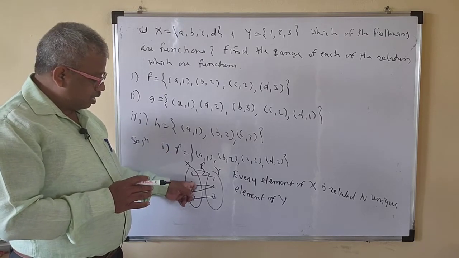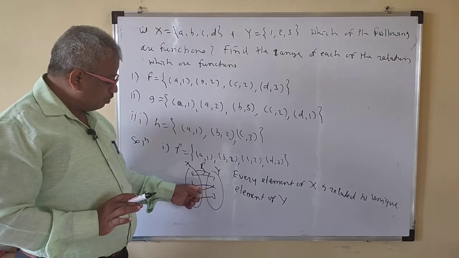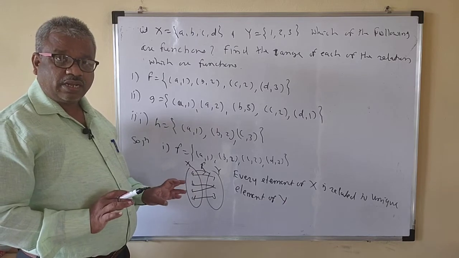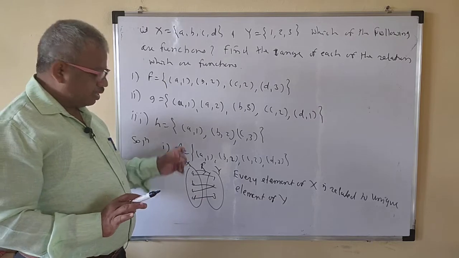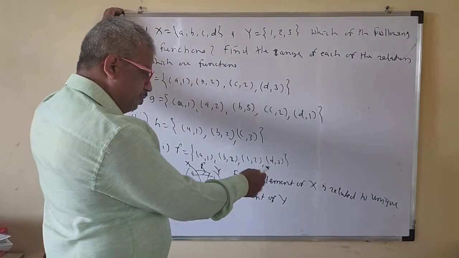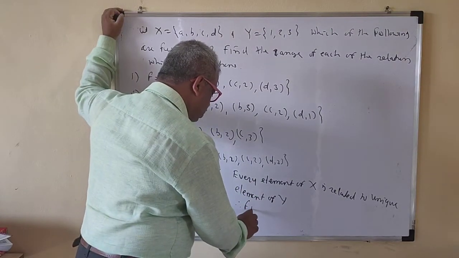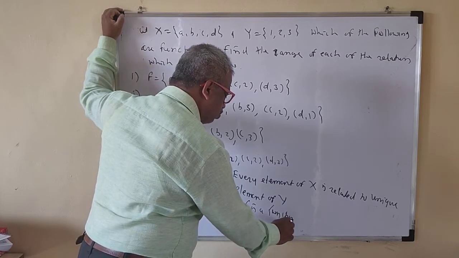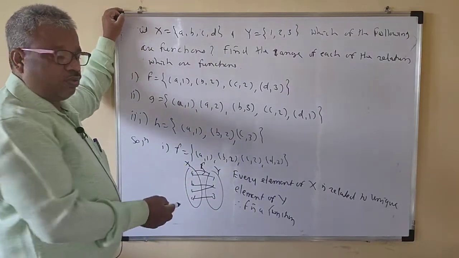So every element has a unique image. If B is related to 3 again, then B is related to 2 elements, right? So this will not be a function. So the images may be same, but the image should be unique. So if every element of X is related to a unique element of Y, therefore F is a function. If you are not able to write this, just write F is a function. Just write a Venn diagram like this.